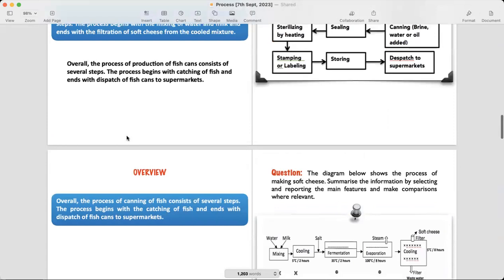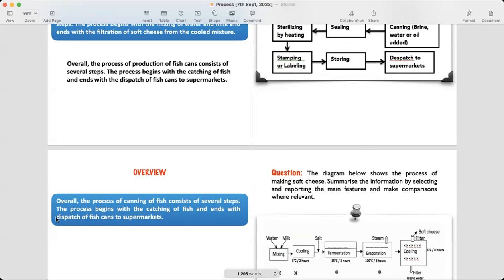See, I have written the exact same thing. The process of production of fish cans. Process of canning of fish consists of several steps. Everything is the same till now. After that, the process begins with the catching of fish. I did not write "the" here. I should have written "the process begins with the catching of fish and ends with the dispatch of fish cans to supermarkets."